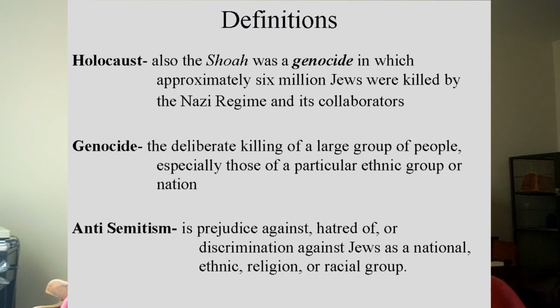Okay, so let's get some basics down. The Holocaust, by definition, also known as Shoah, is a genocide. Approximately 6 million Jews were killed by the Nazi regime and its collaborators. They had help as well. The word genocide is a deliberate killing of a large group of people, particularly those in a specific ethnic group or a nation. So it's a targeted group of people that are all the same in one way.